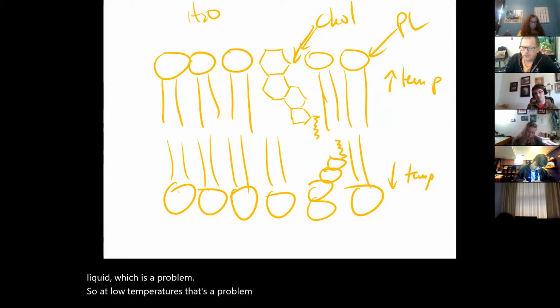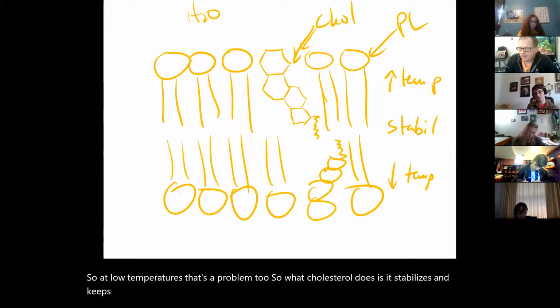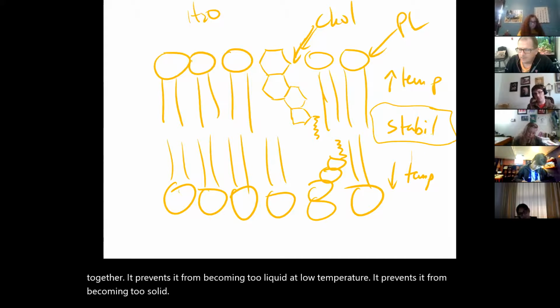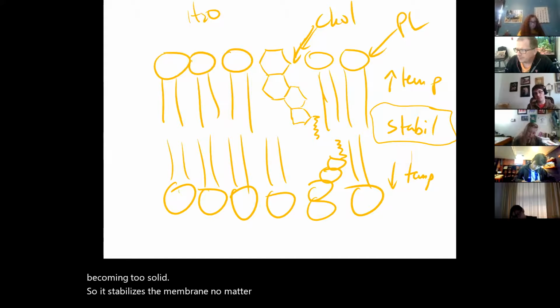So what cholesterol does is it stabilizes the membrane and keeps it kind of in the middle. At high temperatures, it prevents it from falling apart and from becoming too liquid. At low temperatures, it prevents it from becoming too solid. So it stabilizes the membrane no matter what, at low or high temperatures, which is actually a cool thing.